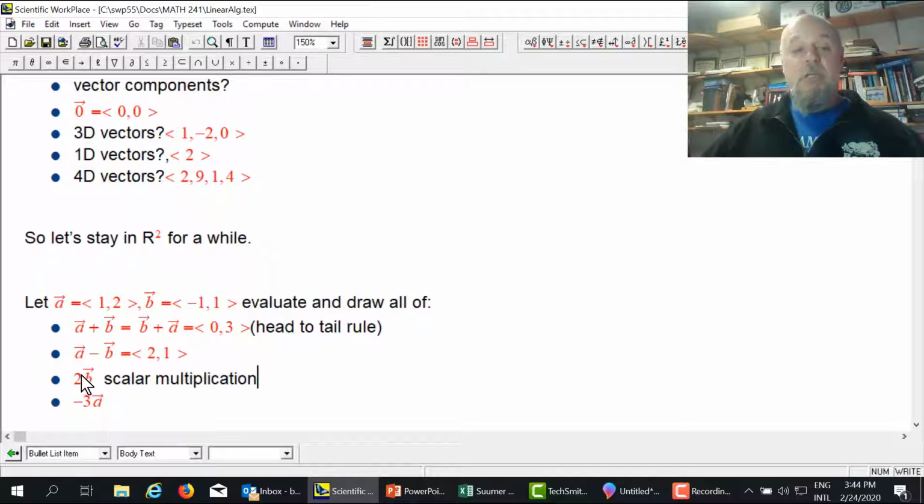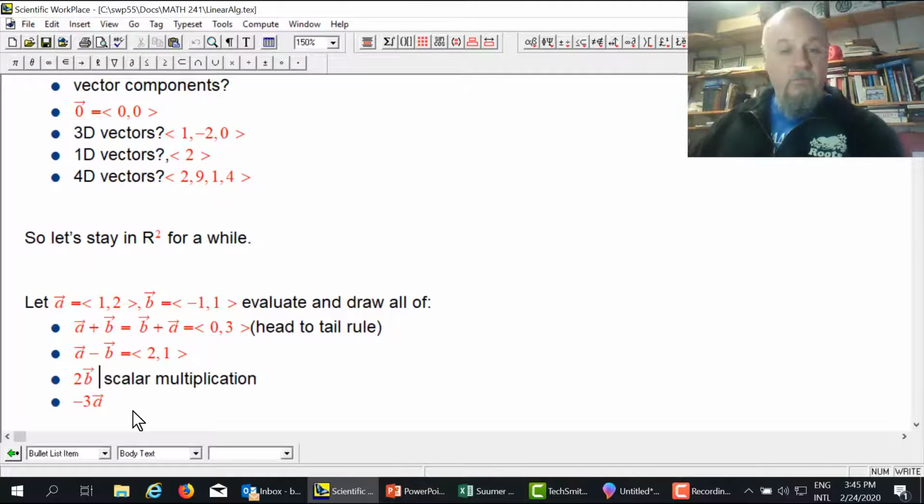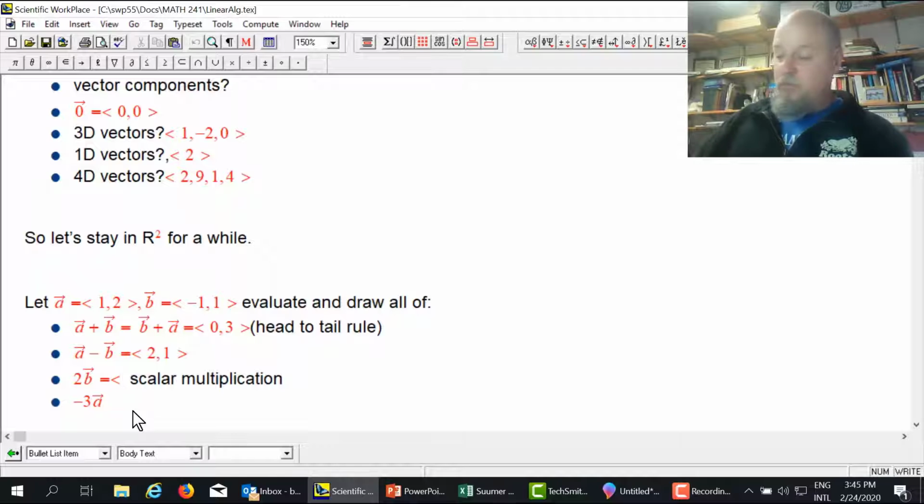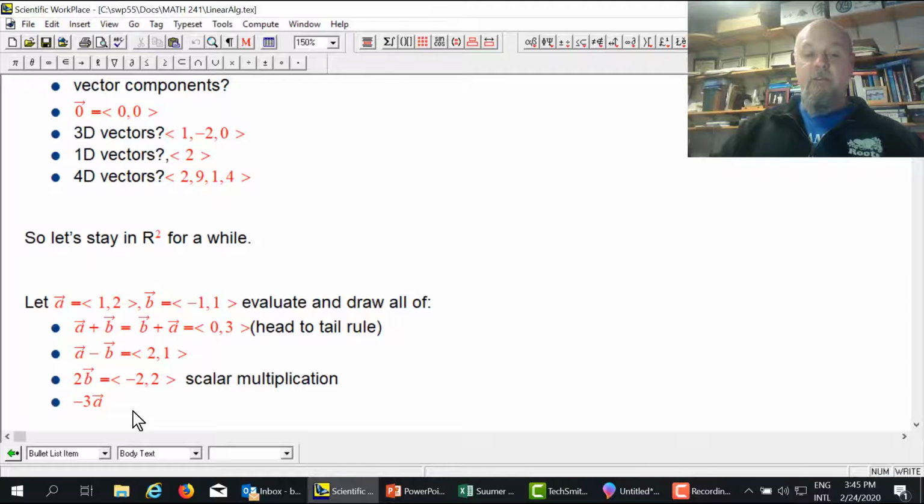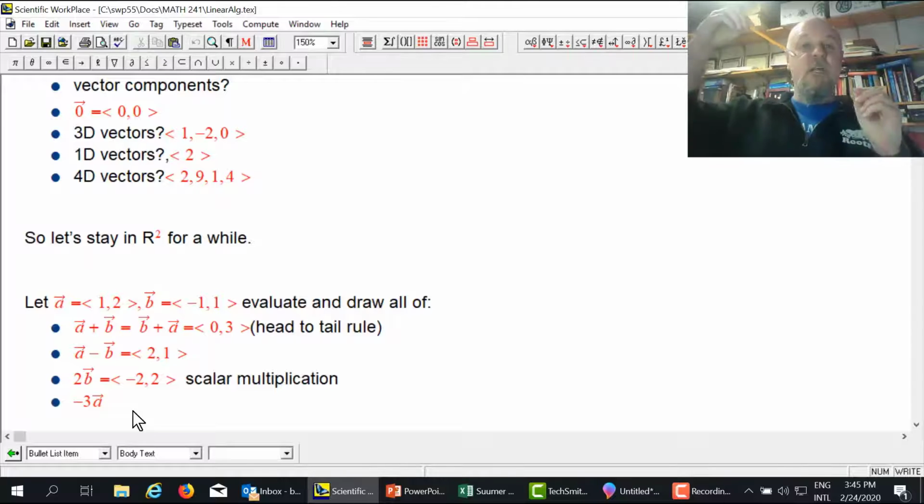Scalar multiplication. What do I mean by a scalar? A scalar is a number, just a regular number, as opposed to a vector. So this 2 is a scalar. I'm multiplying the vector b by 2. So essentially, that'll just be multiplying vector b's components by 2. I'm basically taking vector b and stretching it by 2.